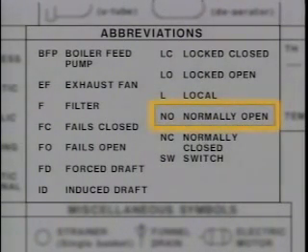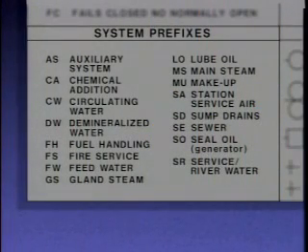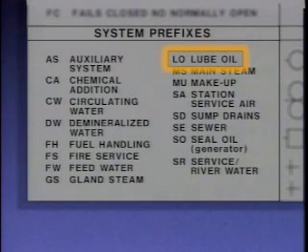For example, the abbreviation NO next to a valve symbol indicates that the valve is normally open during system operation. The section of the legend labeled System Prefixes explains prefixes that refer to systems at the facility. For example, the pieces of equipment in a lube oil system would have the prefix LO in their identification codes.